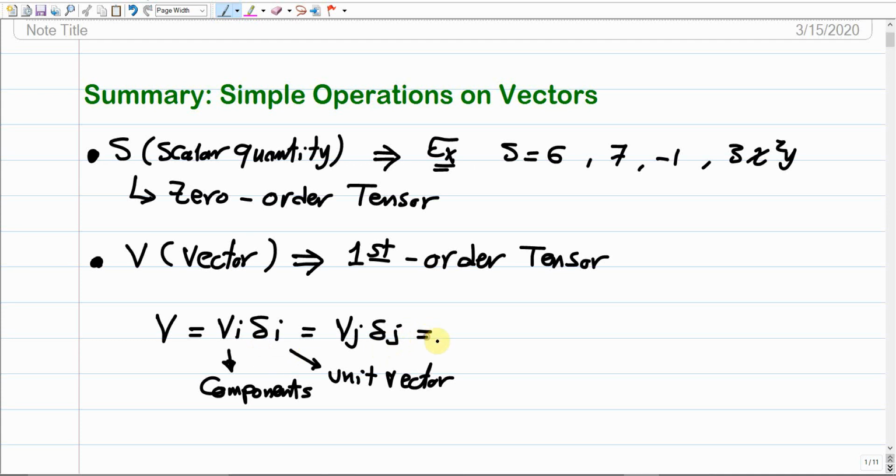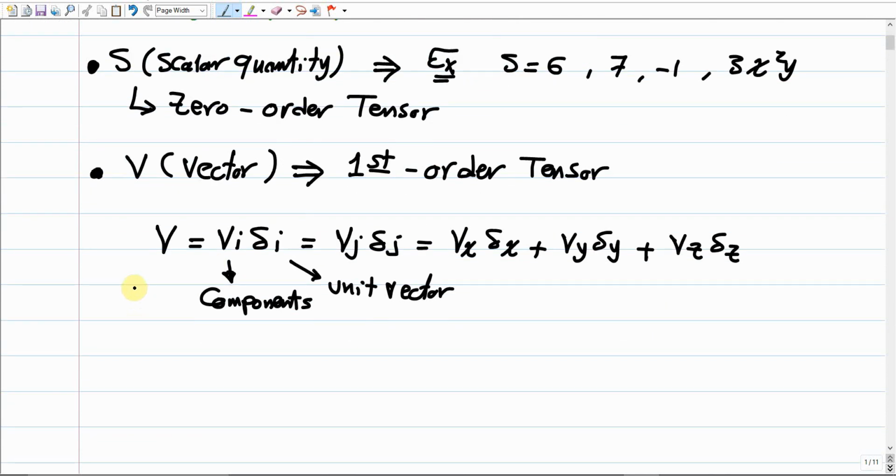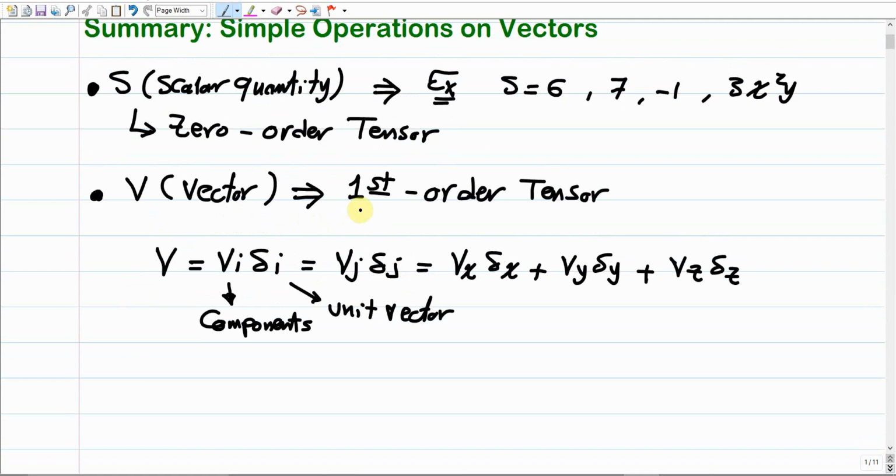How about if you decided to expand it over x, y, and z? We have Vx, the x component of the vector, delta x, plus Vy delta y, plus Vz delta z. Again, these deltas are the unit vectors along x, y, and z, and Vx, Vy, Vz are the vector components as we discussed in the previous meeting. Make sense? So this is how we represent the vector, and the vector is a first order tensor.